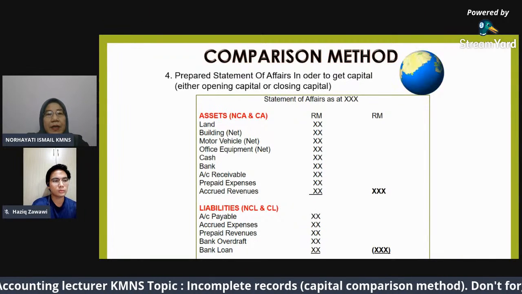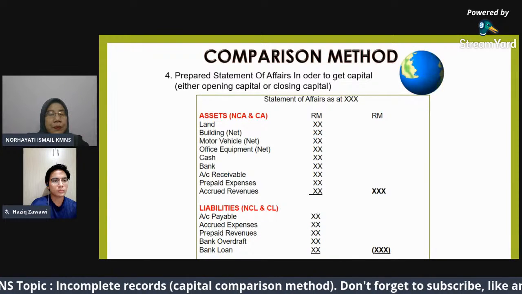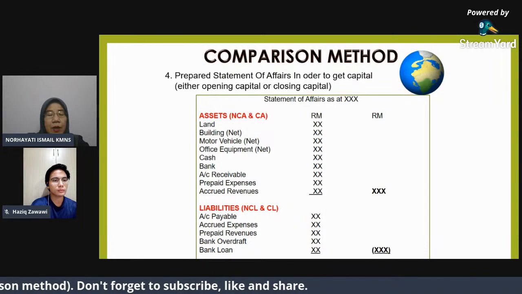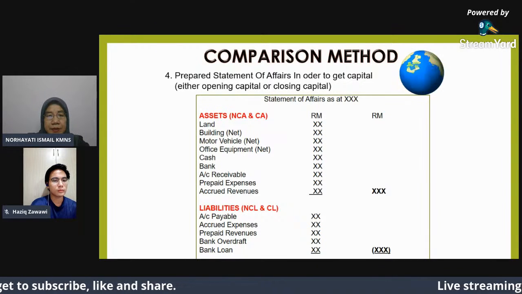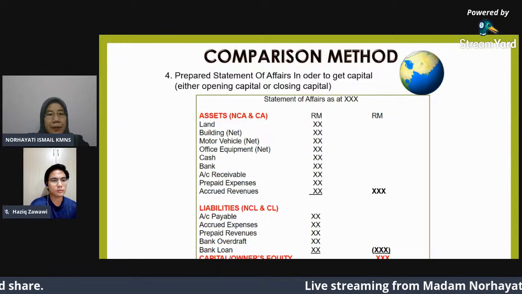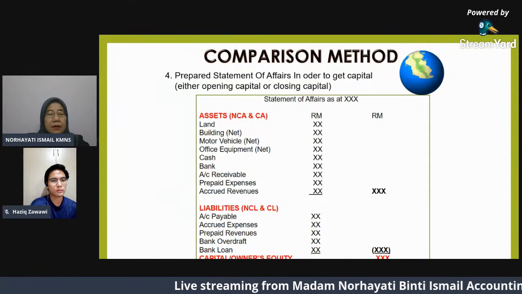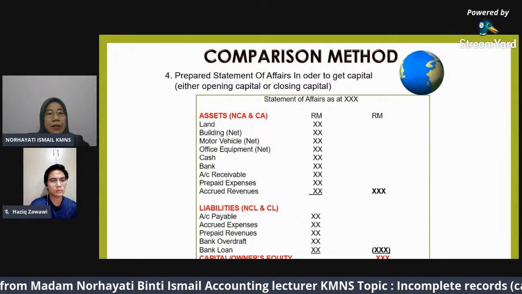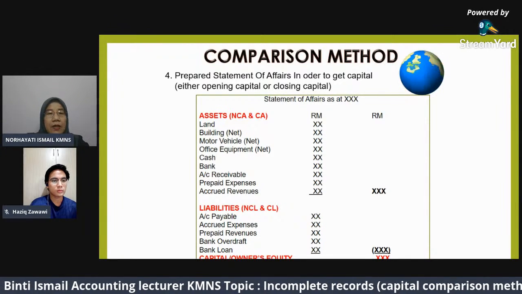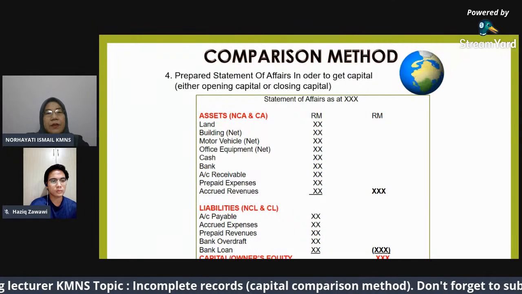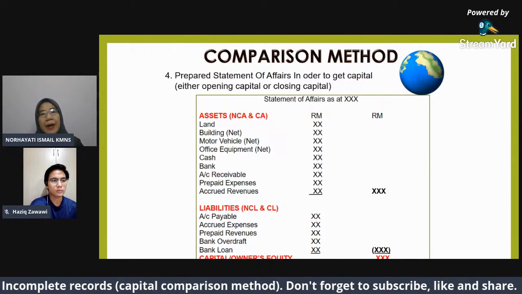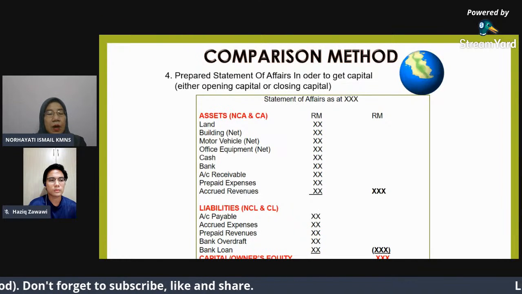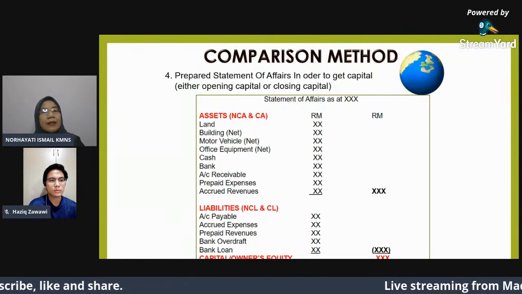This is the comparison method, right? First step, you must identify which items are assets and which are liabilities. Then you get the capital, either beginning capital or ending capital. We use the same statement, which we call the statement of affairs. So I repeat, the statement of affairs is the list of assets less the list of liabilities, and you will get the capital.